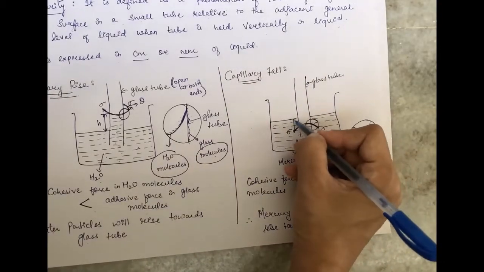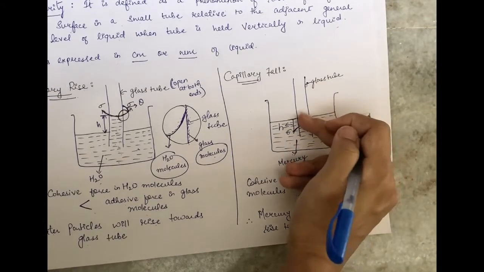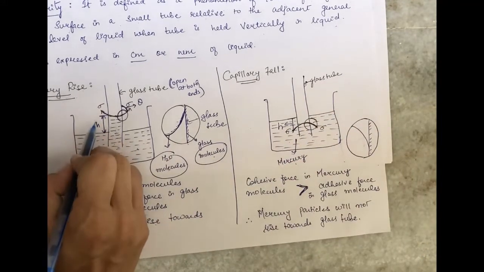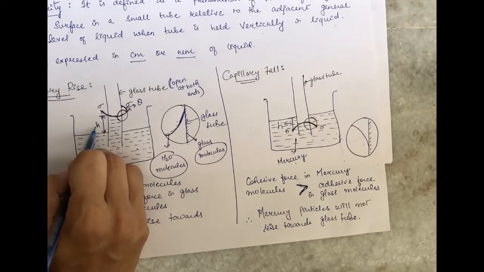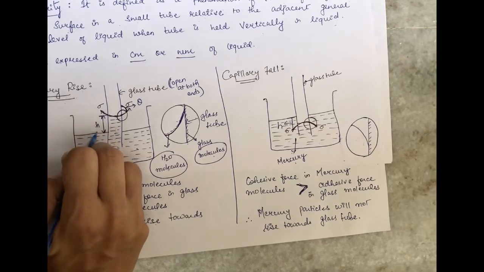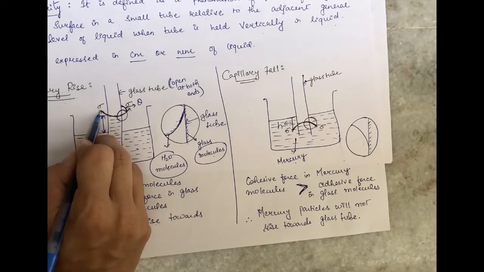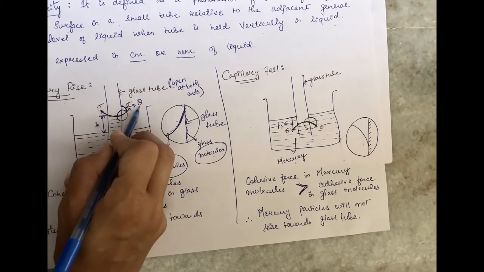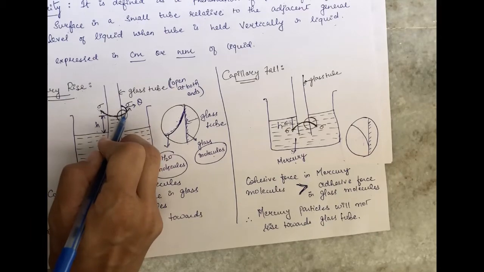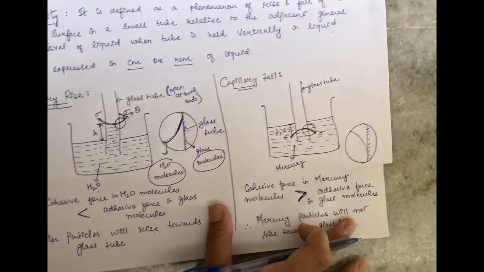H is the depression in liquid which is caused due to capillary fall, and over here H is the rise in the water which has been caused due to capillary rise. So H is the height of the liquid. Sigma represents surface tension, and theta is the contact angle between the liquid and the glass. Okay, so let's see the expression for the capillary fall.